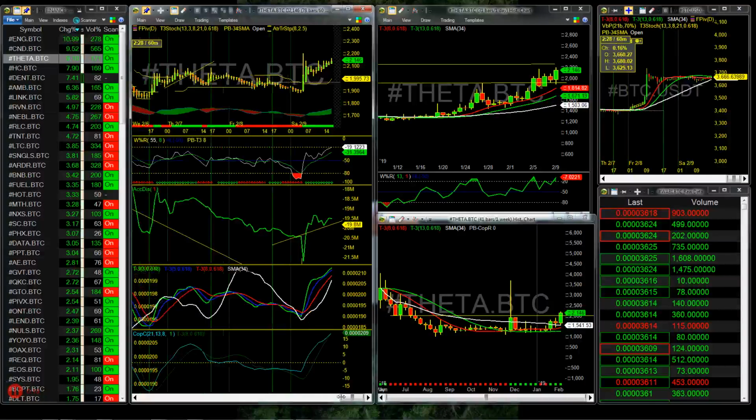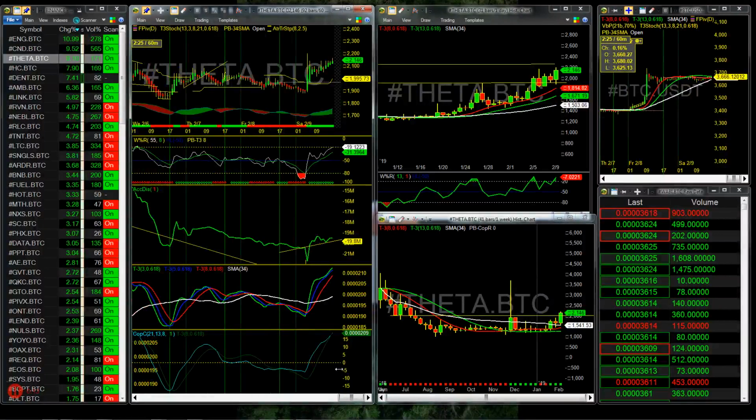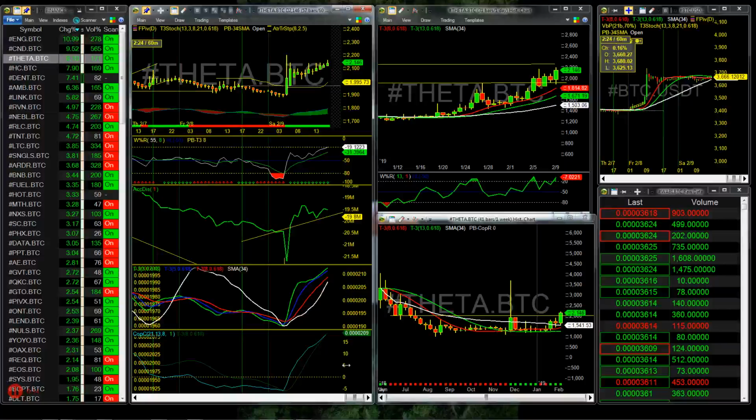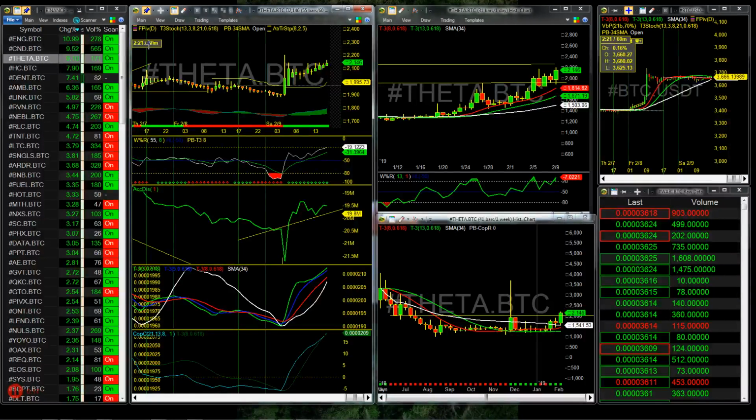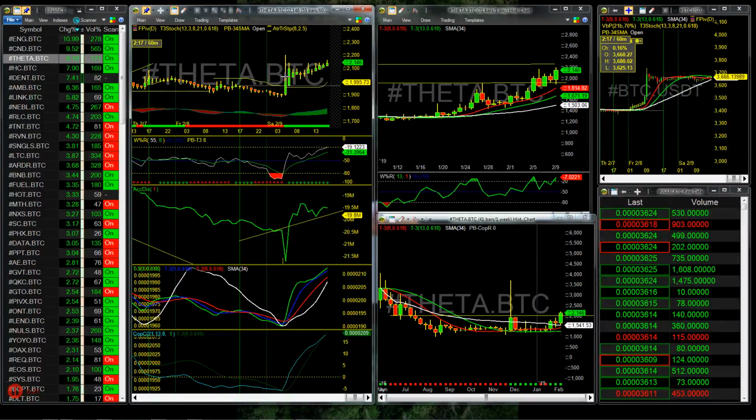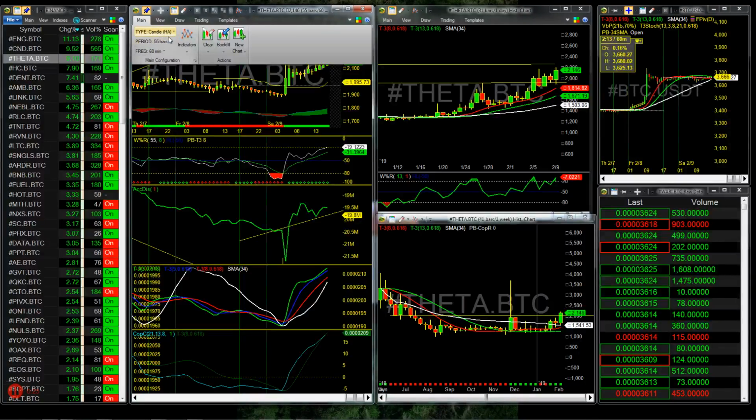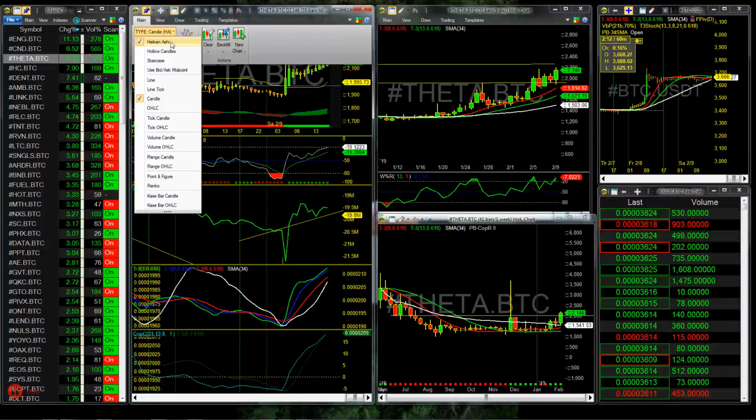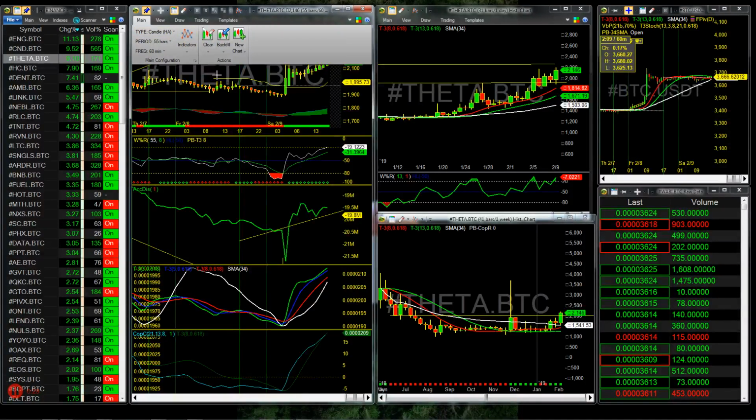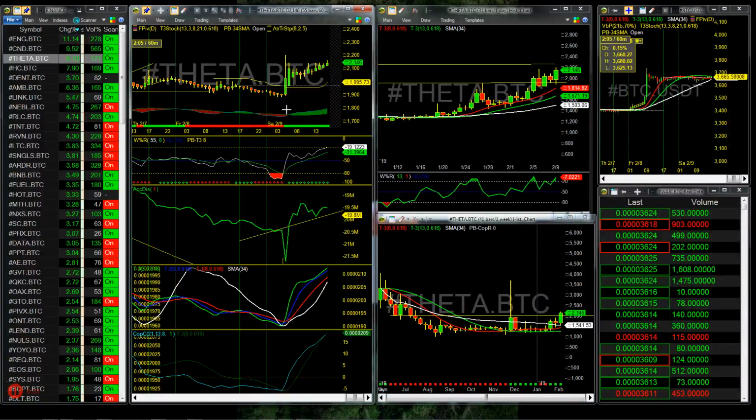Got a bunch of stuff going on here. Got a 60-minute chart. We got about 2 minutes before the new open. I got the candlestick set at, what is it called? Heiken Ashi, and I got theta up. I'm looking at entries.